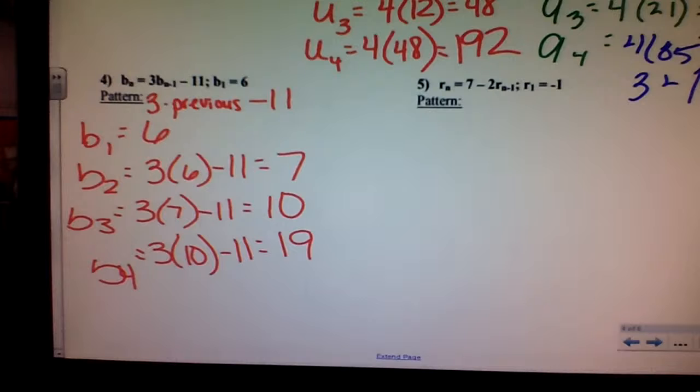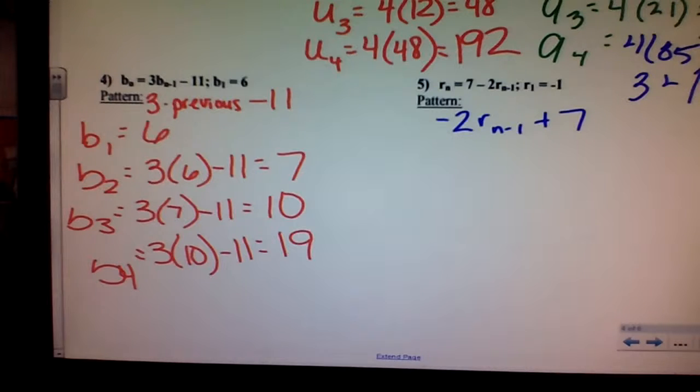All right, so a lot of people get stuck with this next one because it multiplies after it subtracts. So I can rewrite this as -2 R sub n minus 1 plus 7 if I want. That's what I'm saying. All I did was take that -2 and push it forward, and take that +7 and push it behind. A lot of kids have an easier time doing it this way.